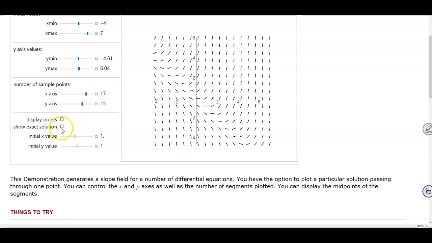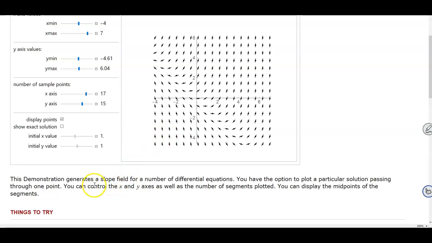Now if we display the points, that means that every point on this graph has a line segment, and that line segment depends upon the slope of that ordered pair. So if you have an ordered pair here, which is 4, 0, and you add 4 plus 0, then that is going to be the slope of that particular line segment.